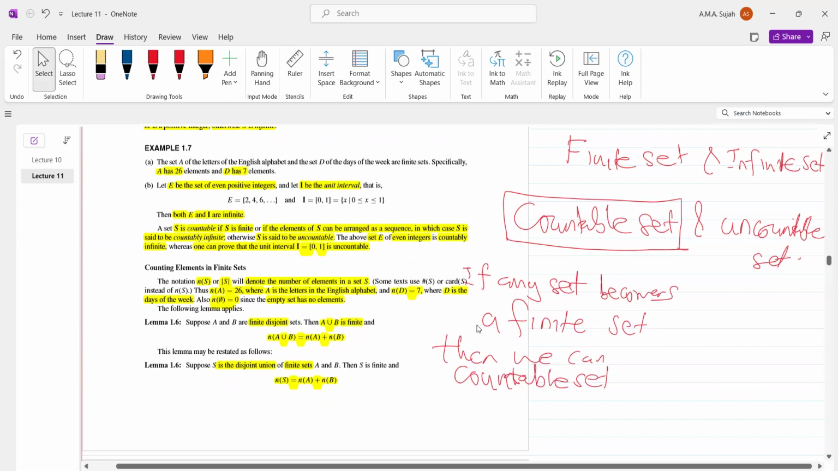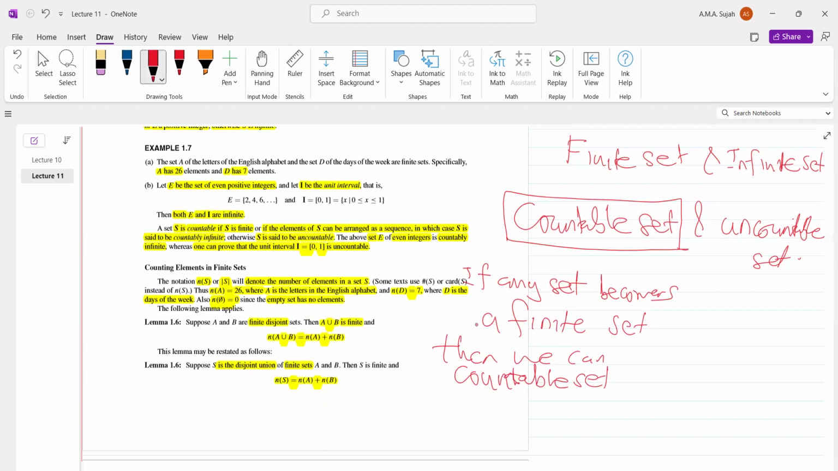Another way: they are not a finite set, but the elements are in a sequential order, right? The elements are arranged in a sequential order. Then we can say that is a countable set, but it is infinite, right?